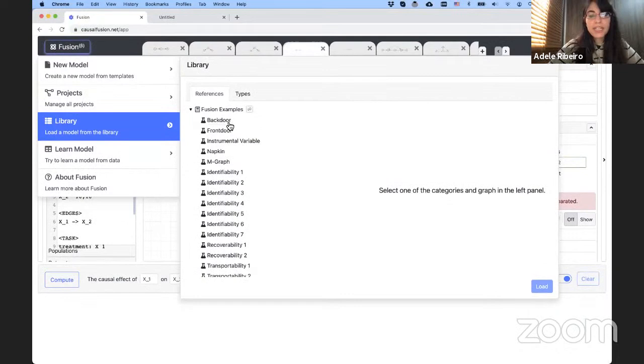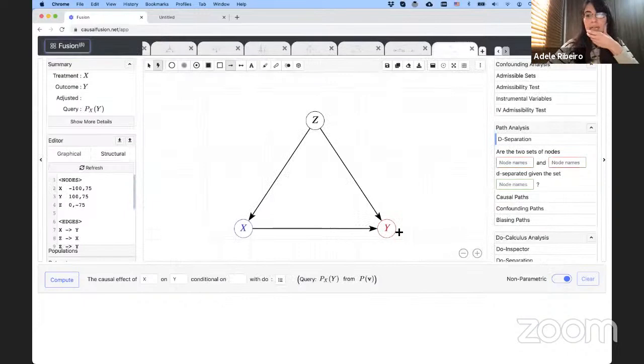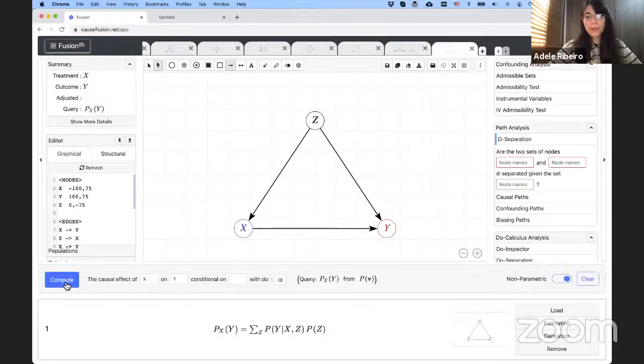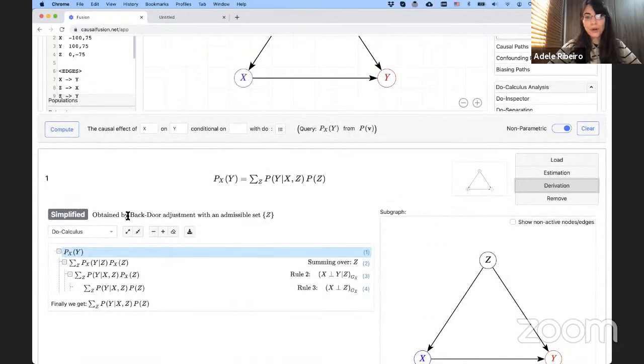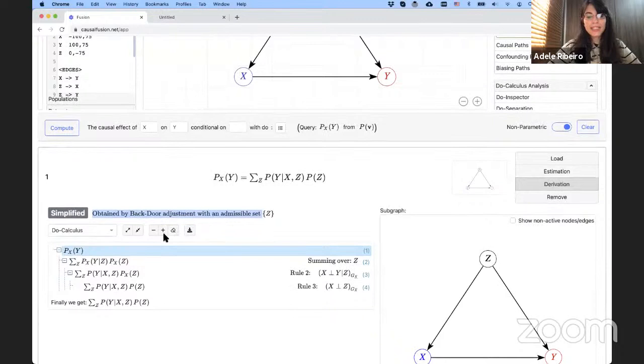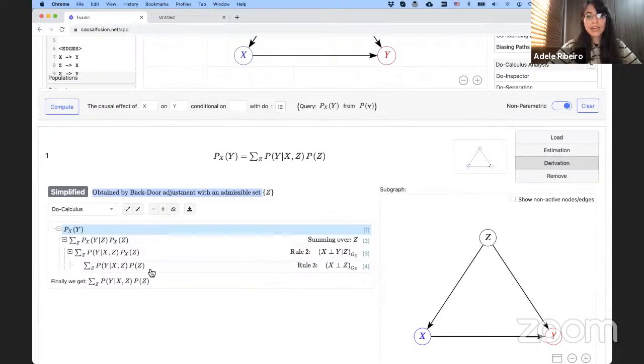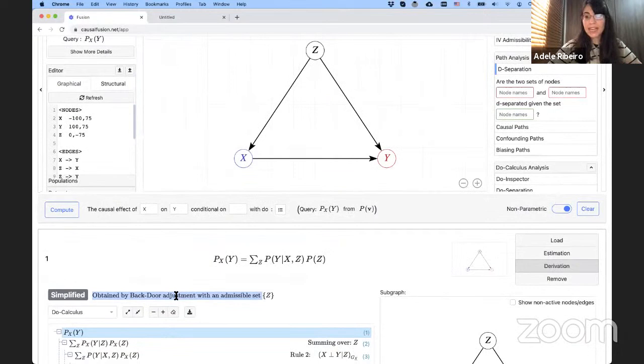So just for identification, let's load the simplest one. This is the backdoor. This is the summary. I can say what's the treatment variable and what's the outcome variable. Sometimes I want a covariate-specific effect, but in this case, I don't. And here at the bottom, I can ask what's the causal effect of the variable X on Y. I'm not going to condition on anything here. If I compute, it gives me exactly the expression of the backdoor adjustment. I can even come here to the derivation, and it will first tell me that this is just the backdoor adjustment, but it will also show the derivation using the rules of the do calculus that allows me to write the interventional distribution just in terms of the observational distribution. So it's very educational. It's a really nice interface. You can learn a lot by using Fusion.